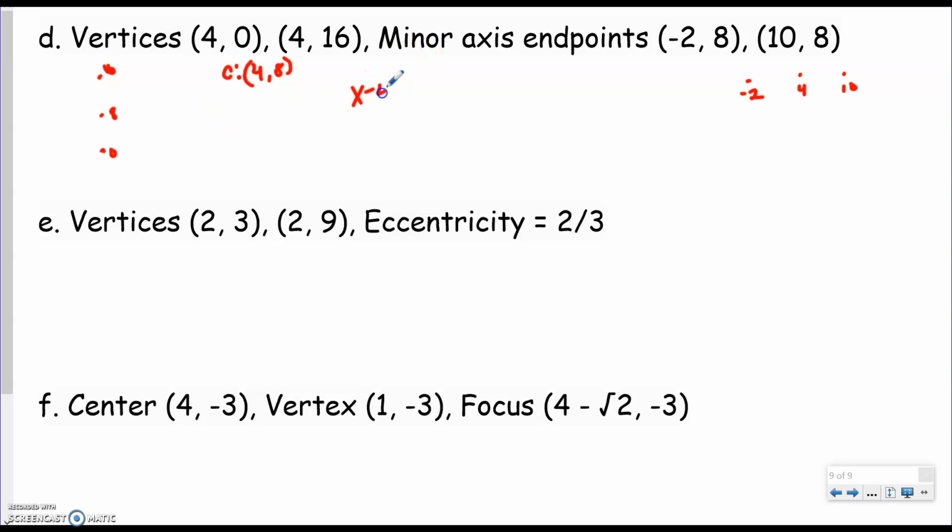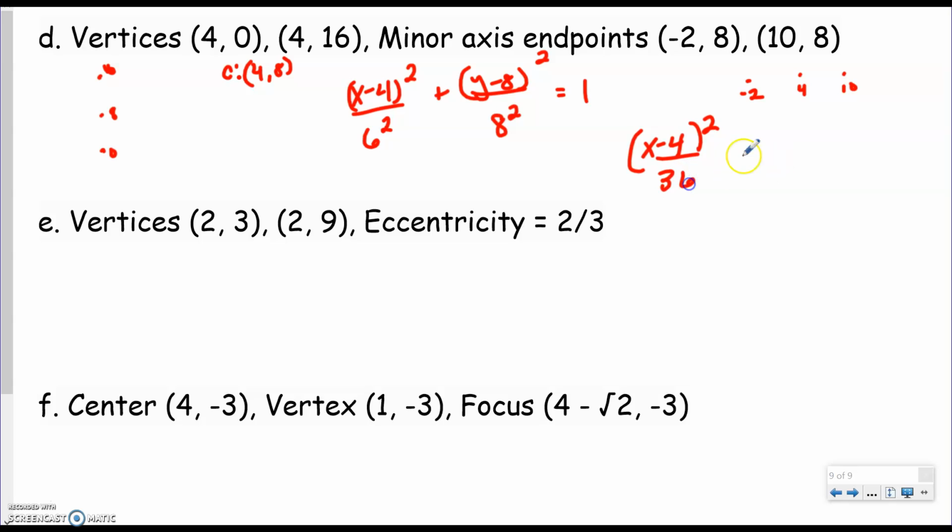Let's go ahead and use that. So x minus 4 squared, y minus 8 squared, and then the distance from my center to my vertices is from 0 to 8 or 8 to 16, which is a total of 8. And my distance from my center sideways is -2 to 4, 4 to 10, which is 6. Okay, up and down goes under the y, sideways goes under the x. Think horizontal, vertical. And then simplify. So x minus 4 quantity squared over 36 plus y minus 8 quantity squared over 64 equals 1.